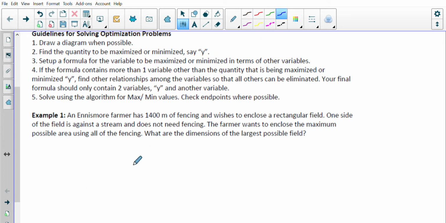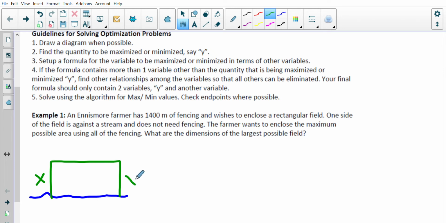All right, so step 1 here is I'm going to draw a little diagram. There's my water, and we're building a rectangular fence along the water, where I'm going to have width x. So x on one side, same on the other, and length y. All right, so there is our diagram.